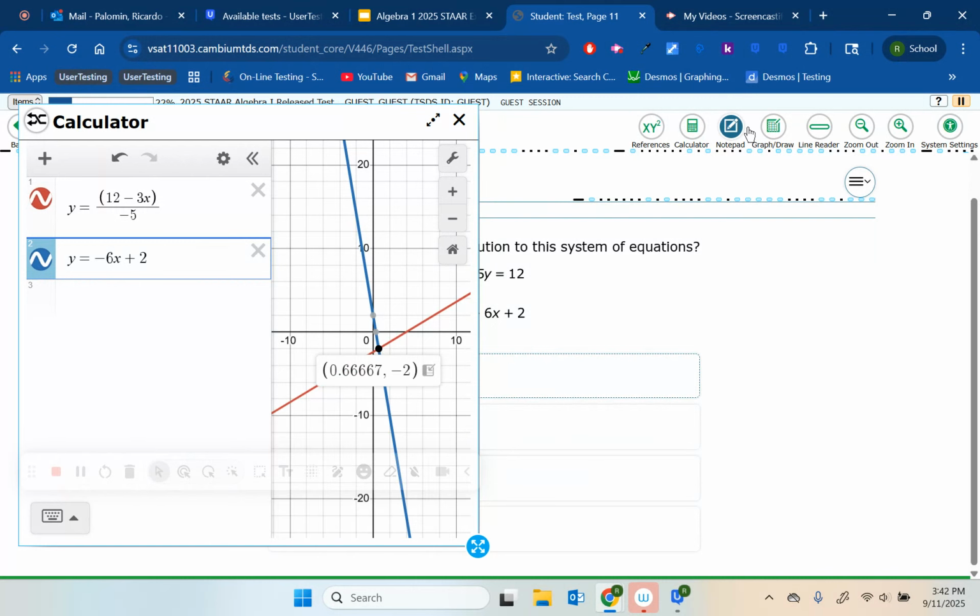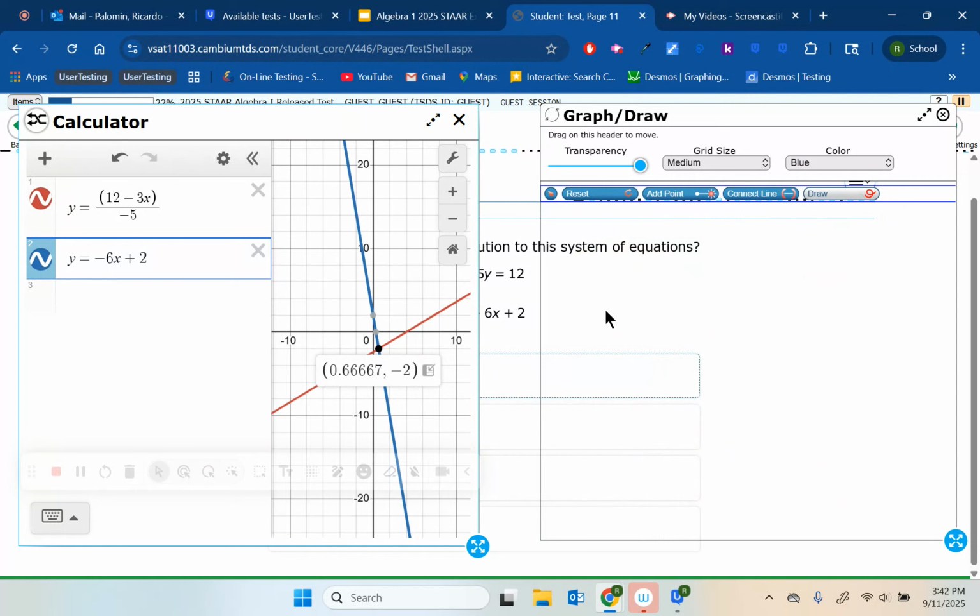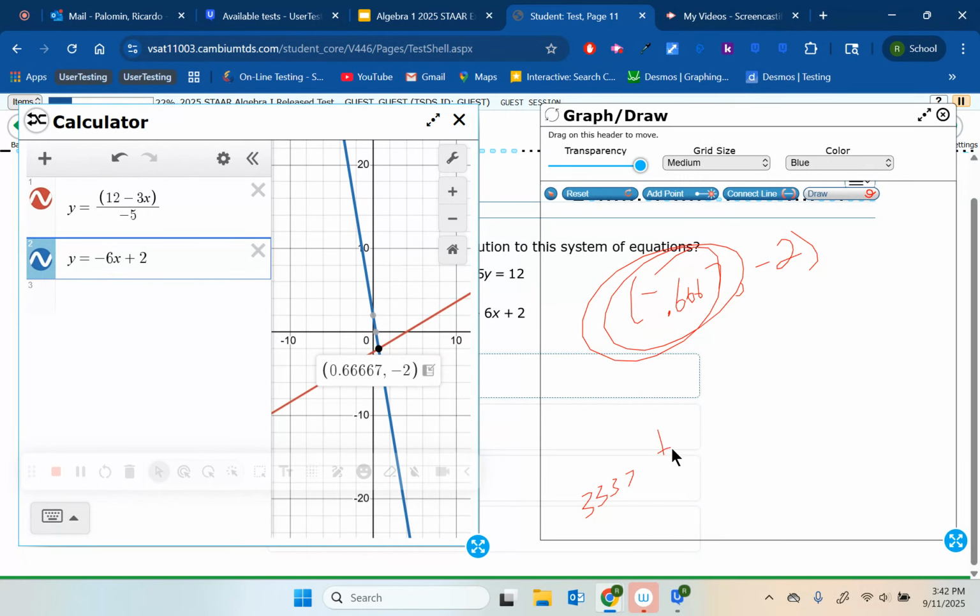Okay, so there's my answers. I'm going to reset everything. And my x, it's a coordinate, right? So the solution to the system of equations is the coordinate negative 0.6667, comma negative 2. If you're a freshman or a student watching this, we get to learn these. So 0.33333 is 1/3.